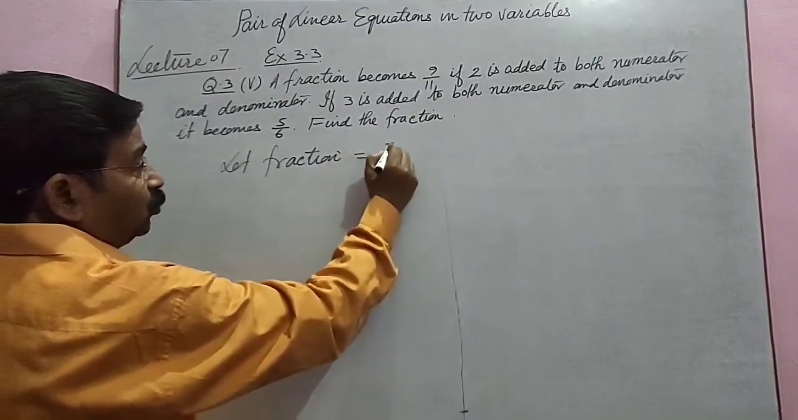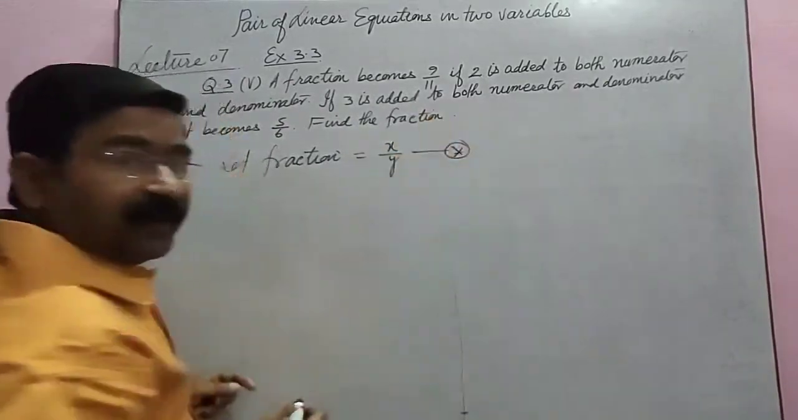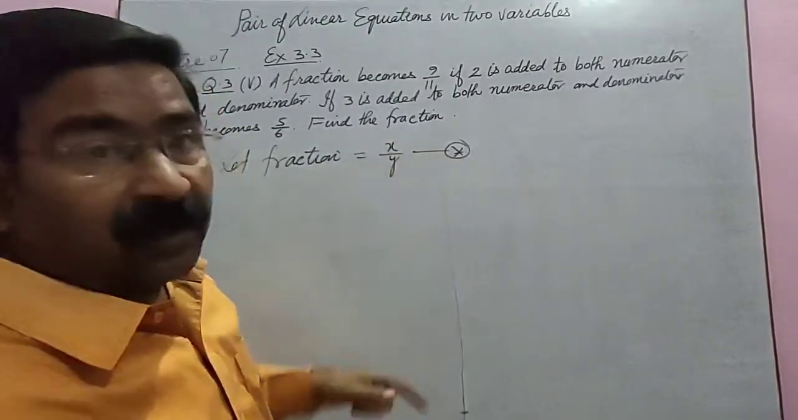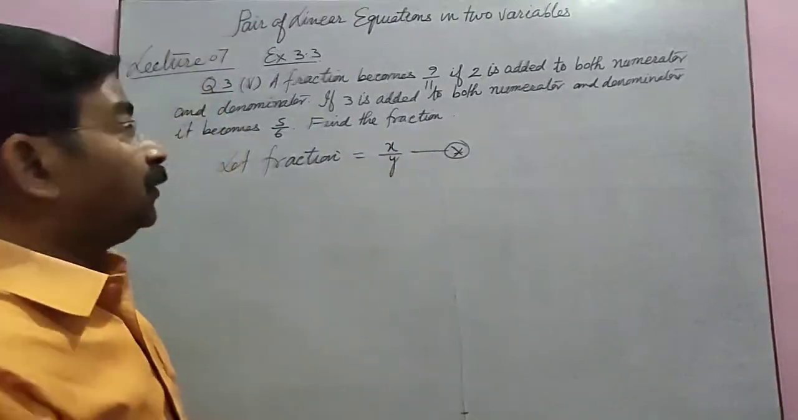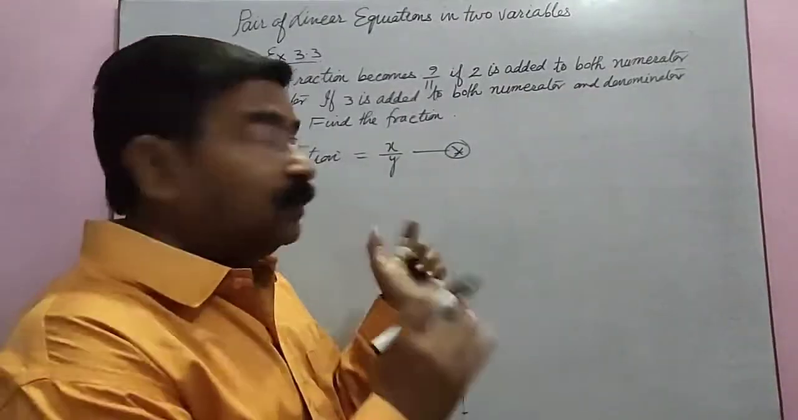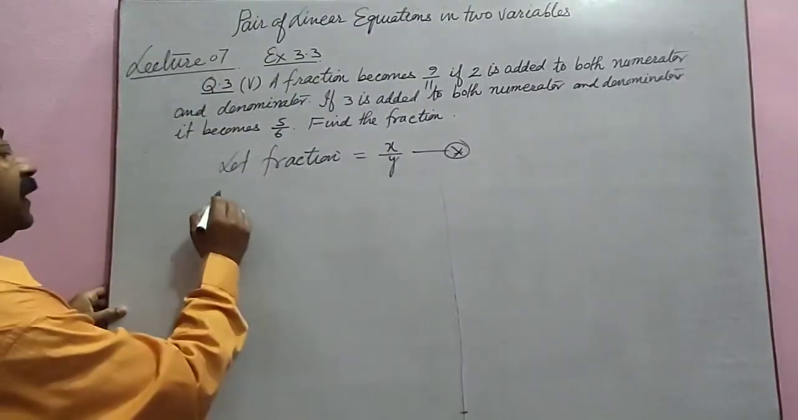Let the fraction be equal to x upon y. After getting the values of x and y, we will put the values of x and y here to get the final answer. Now we will read the situation, and according to the situation we will follow the stepwise procedure. Now case first.